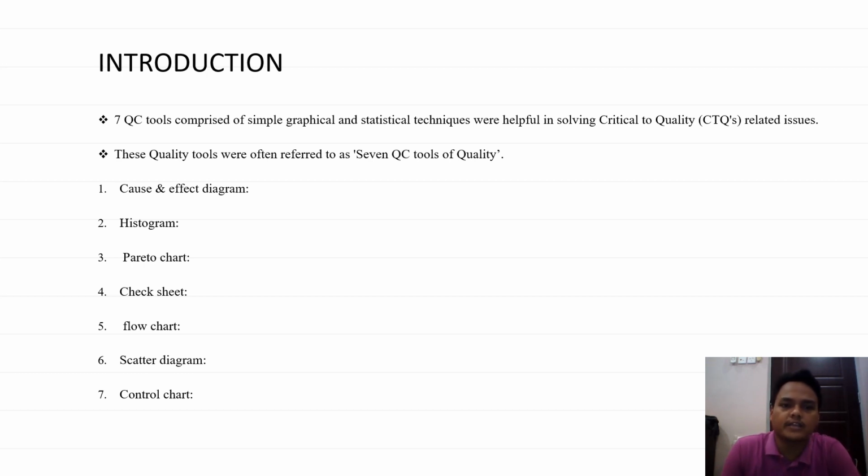First, cause and effect diagram. Second, histogram. Third, Pareto chart. Fourth, check sheet. Fifth, flow chart. Sixth is scatter diagram, and lastly is control chart.